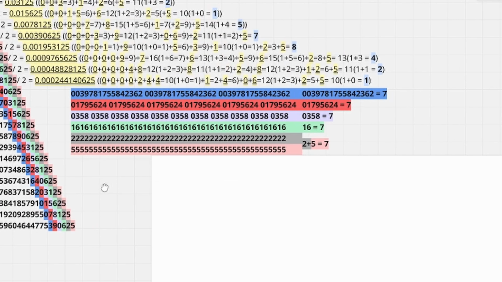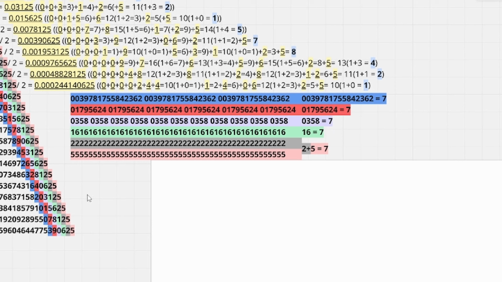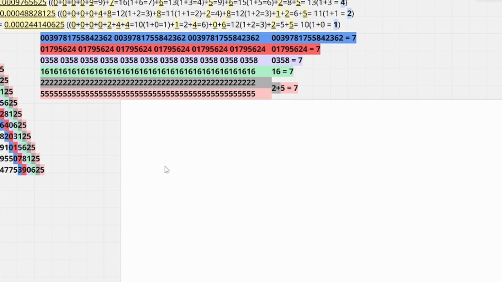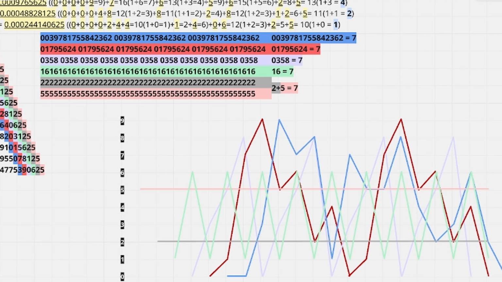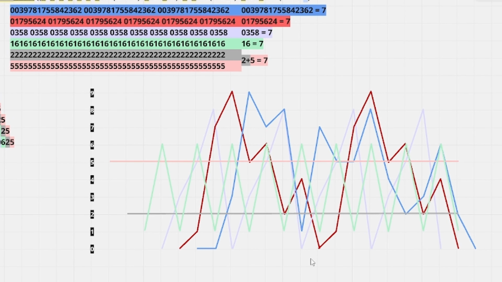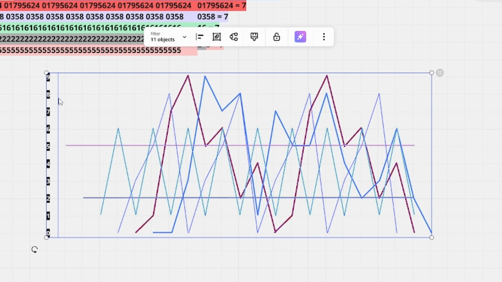So you might be thinking, okay, let's map these out. And if you're thinking that, that's what I thought too. You're a genius, mate. So this is what they look mapped out. A lot of noise, right? So let's take this graph and let's have a deeper look at it. Let's take it over here.